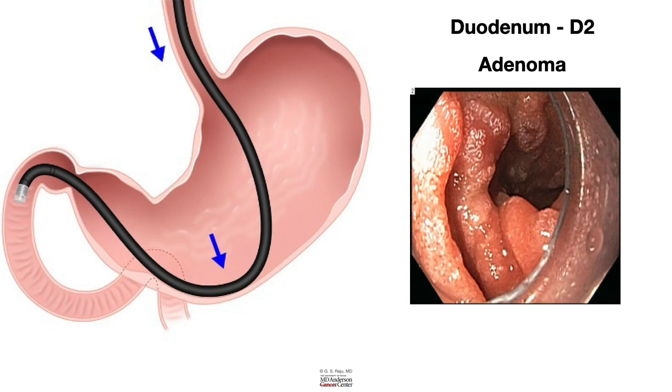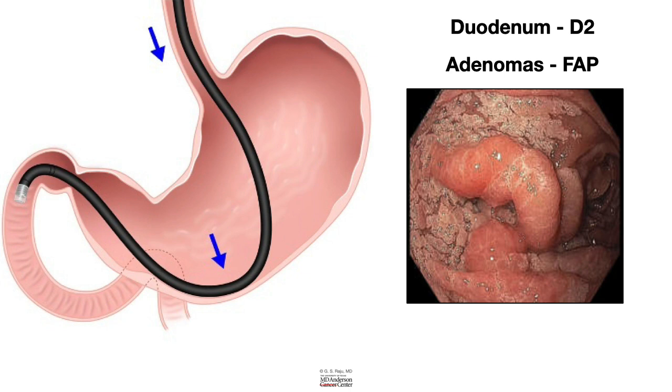This is a flat polyp or flat adenoma arising in the second portion of the duodenum. Here is one flat adenoma. There is another flat adenoma here, another flat adenoma here, and another flat adenoma here. On this picture, you see a lot of small flat adenomas along with a big adenoma here, and this is typically seen in patients with familial adenomatous polyposis.